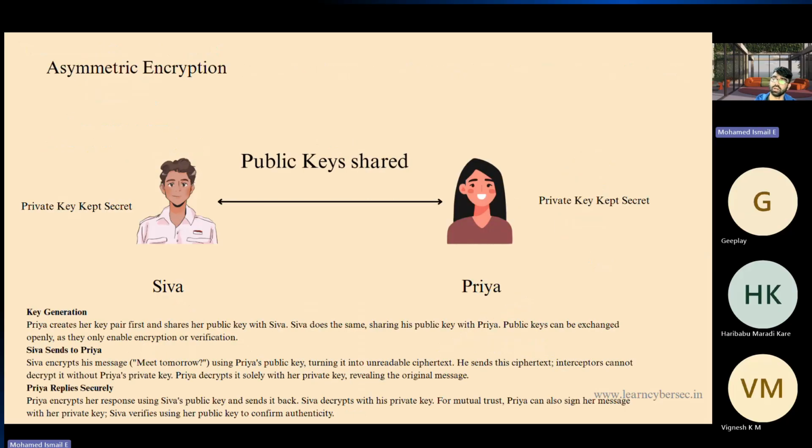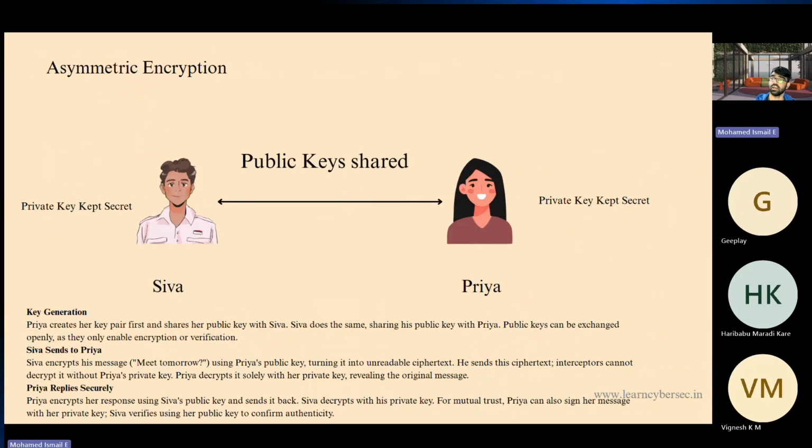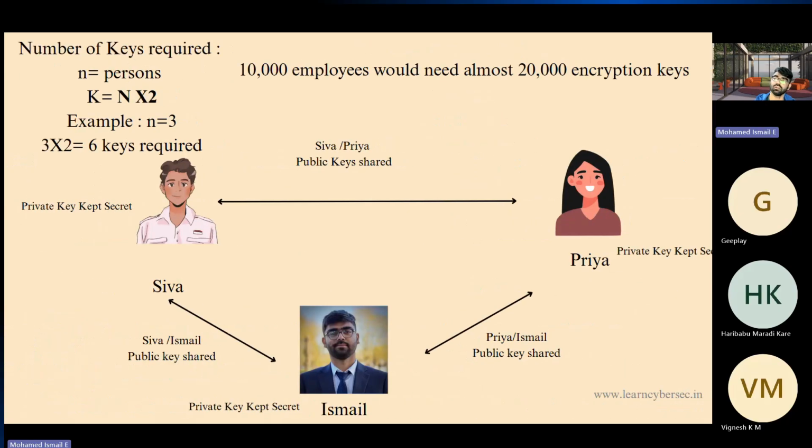If there is a question about symmetric encryption and the number of keys, then you need to apply this formula. If it is asymmetric encryption and you are asked for a key count, then you need to use n into 2 as the formula. N is the number of persons or systems participating in the communication.